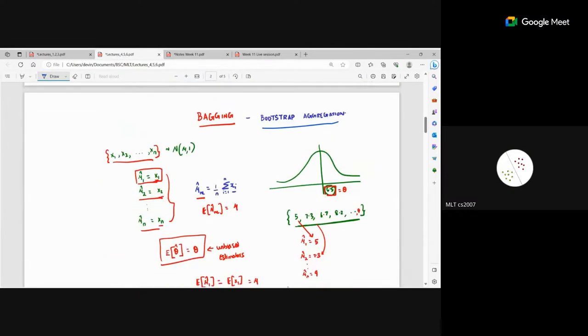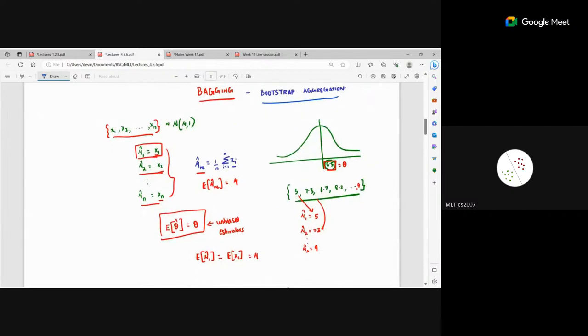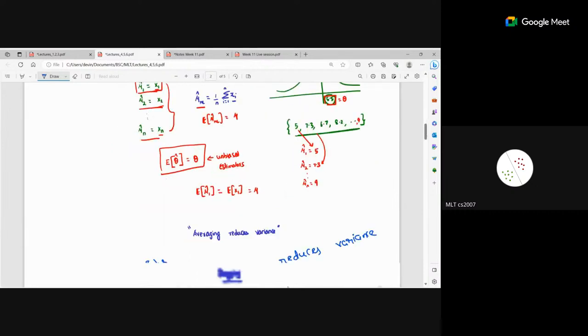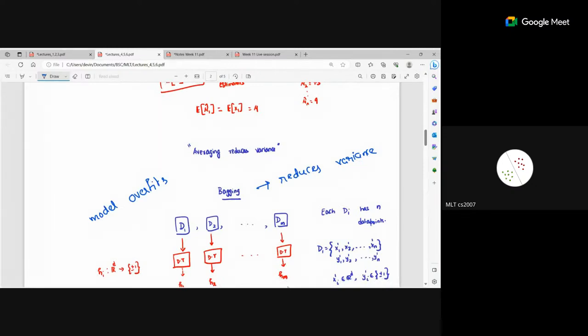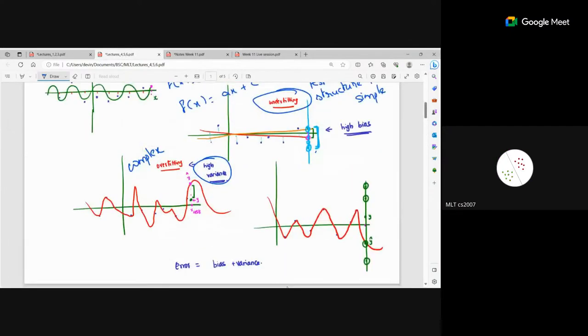Now coming to bagging. What we do here is take a model that overfits. Sir, can you differentiate bias and variance? I just told that. Variance is about the predicted value you're going to have. That is going to fluctuate very easily because of the noise, depending upon the data.